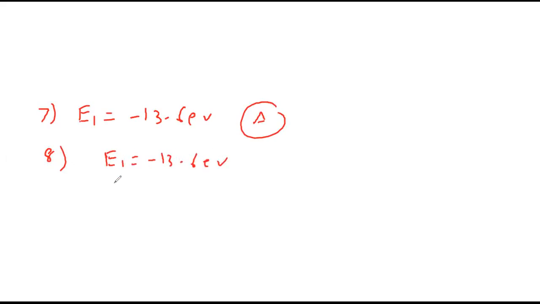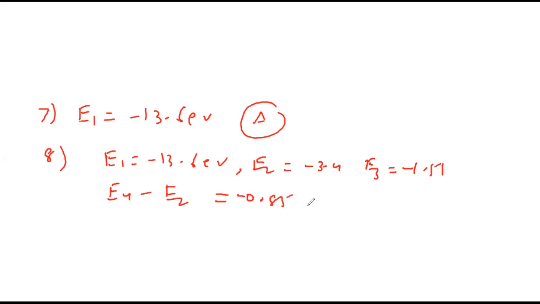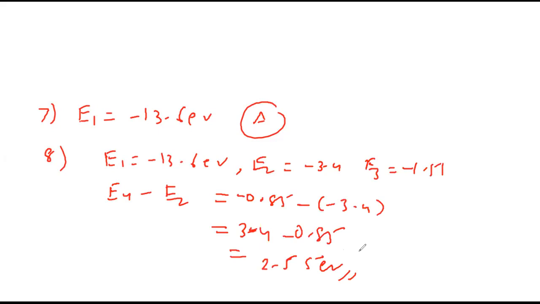What will be the energy from fourth to second orbit when electron transits or jumps? So I told you please learn by heart all the five values of energy. First orbit energy is minus 13.6. Second orbit is minus 3.4. Third orbit is minus 1.51. Fourth orbit is minus 0.85. So minus 0.85 minus of minus 3.4. So it will become 3.4 minus 0.85, which is 2.55 electron volt. 2.55 electron volt option.